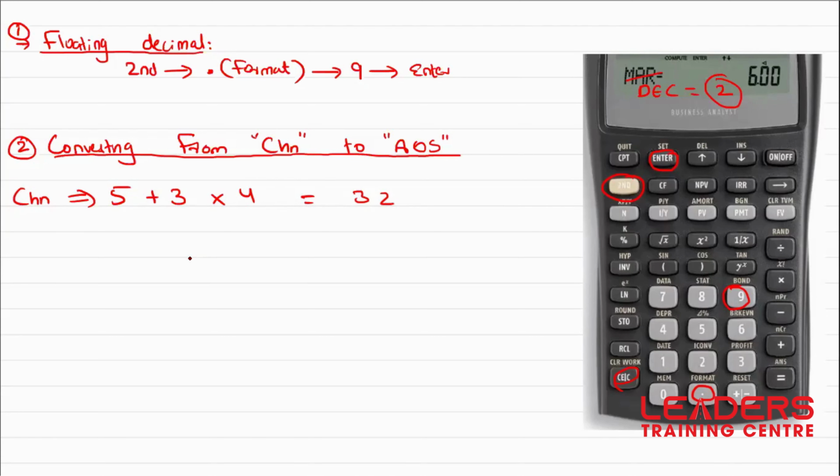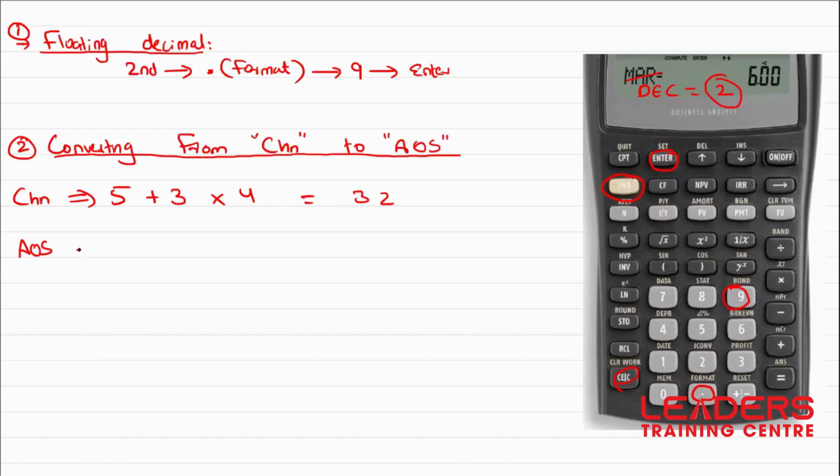And if you try to do this calculation in your calculator right away by pressing 5 plus 3 times 4 and then pressing equal, you should end up with 32 by default. That's how brand new calculators are set to be. They're set to be in chain rule. But in school, we've been taught to use the algebraic operating system.